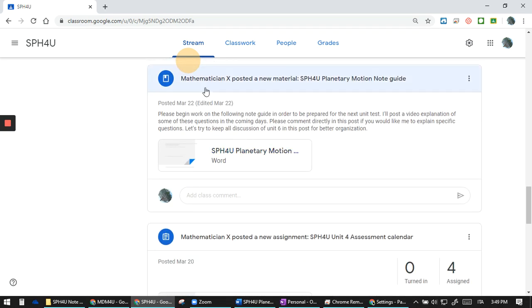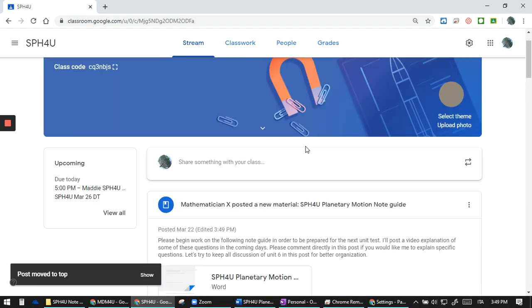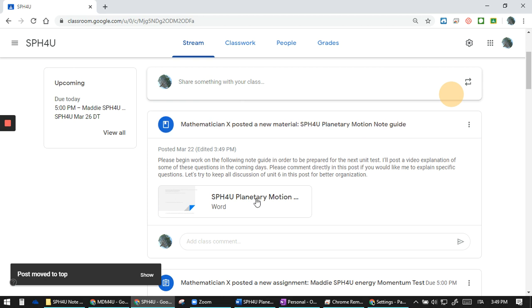or all the planetary motion questions in this little mini stream right here, right? And if there are questions, what I'll do is I'll kind of keep moving this up to the top here. Actually, I think it might automatically move to the top. Well, I'll move it to the top. All right. So there it goes. It's moved to the top. And now we can kind of answer these questions here.